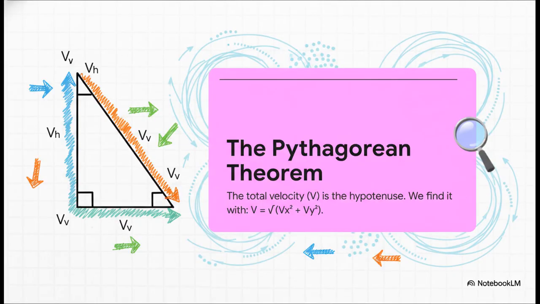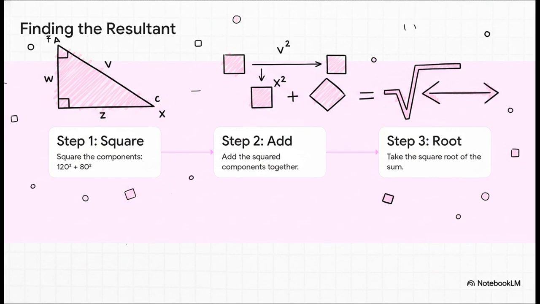To put these two pieces back together, we turn to an old friend, the Pythagorean theorem. It's that simple. The horizontal and vertical parts form the two sides of a right-angled triangle, and the total velocity we're looking for, well, that's just the hypotenuse. And the process couldn't be easier. It's just 3 steps. First, you square each of the component speeds. Then, you add those two numbers together. And finally, you just take the square root of that sum to find the length of the hypotenuse.